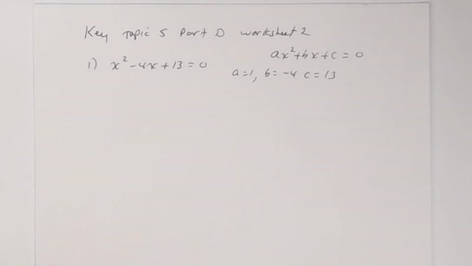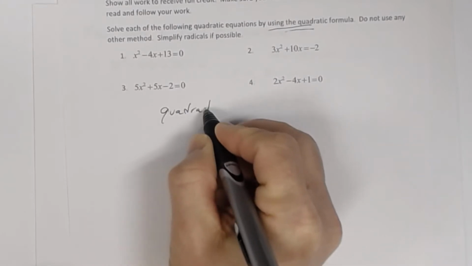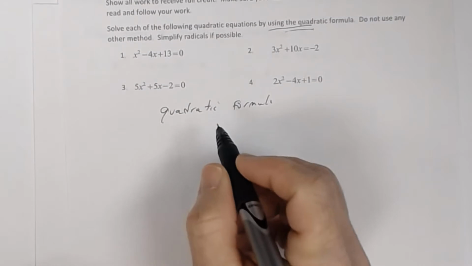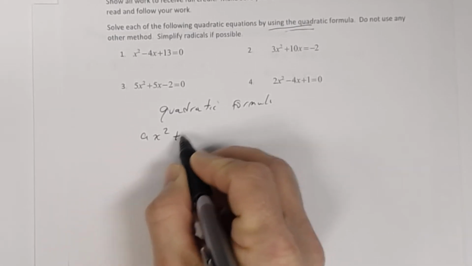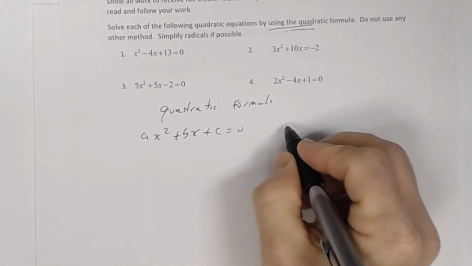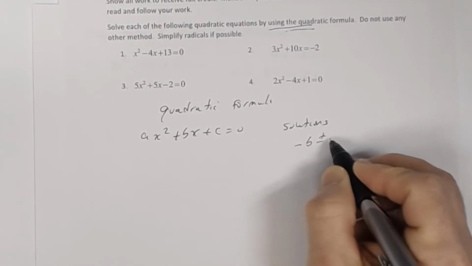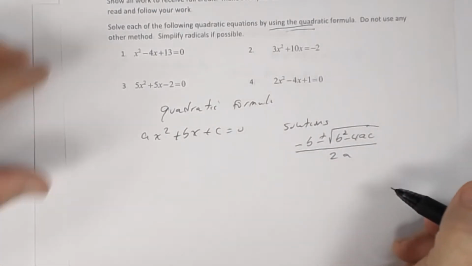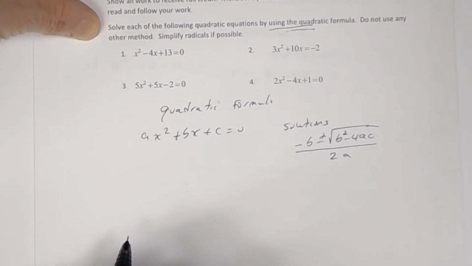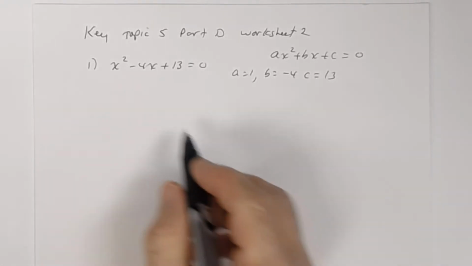All we're going to do now is substitute this into the quadratic formula. Let me go ahead and write this on this page. The quadratic formula allows you to determine the solutions of any quadratic equation. If you have a quadratic equation in this form, then the solutions can be found by this formula: x equals the opposite of b plus or minus the square root of b squared minus 4ac, all divided by 2a. That formula will give you the solutions to any quadratic equation, whether the solutions are real or imaginary.